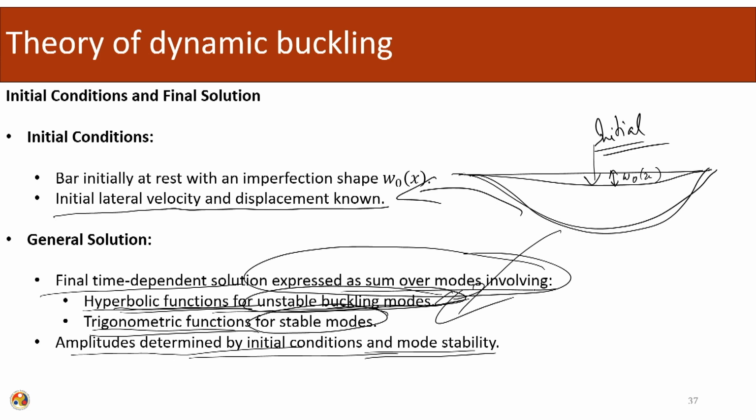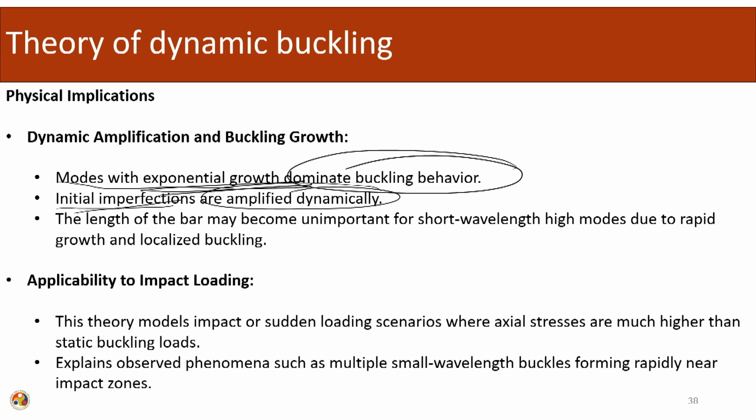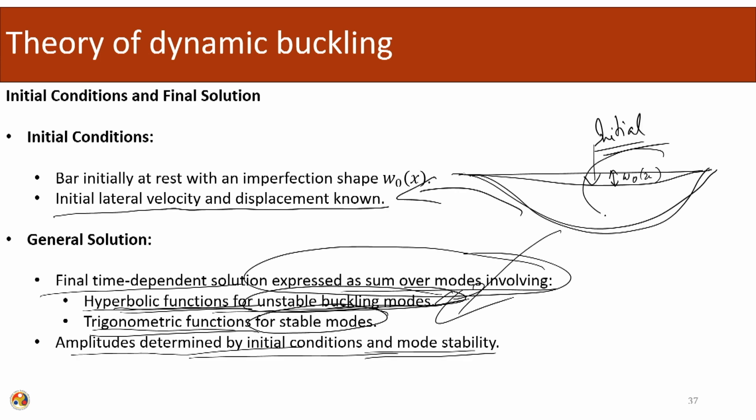So, what are the physical implications? The dynamic amplification and the buckling growth. Modes with exponential growth dominate buckling behavior, so the modes causing exponential growth dominate the total buckling behavior. Initial imperfections are amplified dynamically; whatever initial imperfections are present will be amplified.